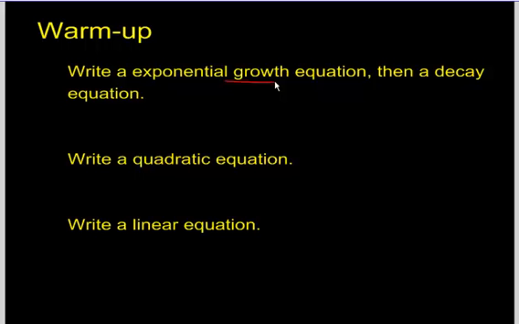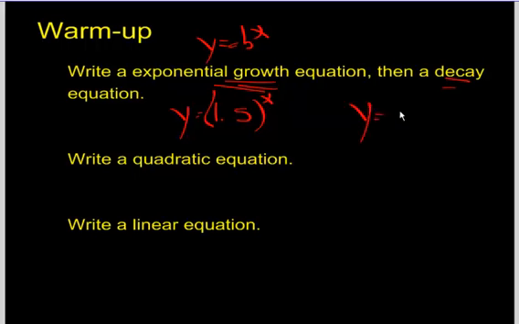Alright, a couple things you want to review is our exponential growth. Remember, we're dealing with y equals ab to the x power. So growth is when that b value is greater than 1, so something like 1.5 to the x power. Decay is when b is less than 1, so y equals, we could do 1/3 to the x power, that would do it.